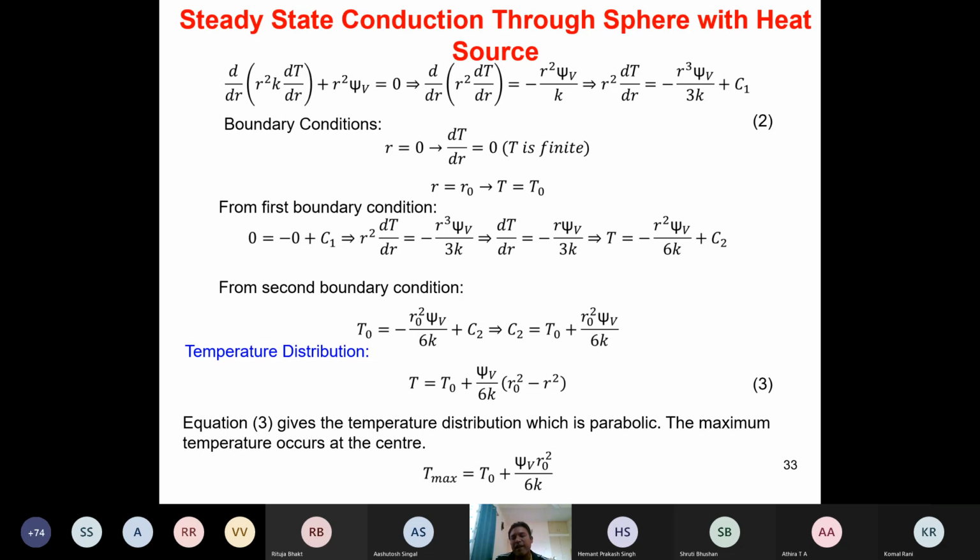So this temperature profile is parabolic in nature, and again the question could be what will be the maximum temperature, and where it will be. The maximum temperature definitely will occur at the center, isn't it? If you look at equation number 3, the T is decreasing as the value of R is increasing, isn't it? Correct. So the maximum temperature can only be possible at the center when R equals 0. So clearly the T max you can obtain directly by putting R equals 0. That comes out to be T max is given as T naught plus psi v R naught square by 6k. This is the maximum temperature.